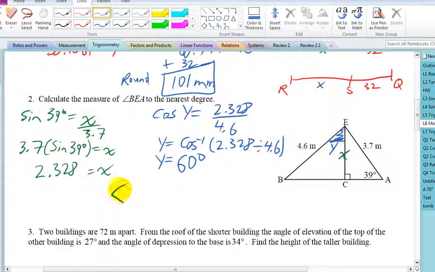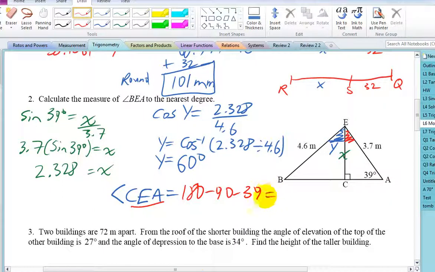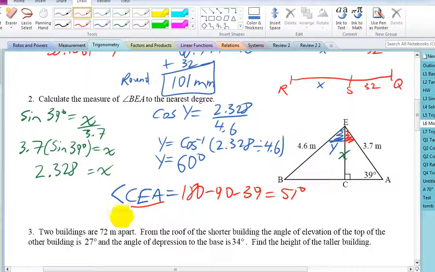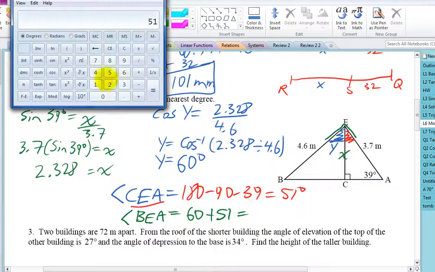So first of all, let's find angle CEA. Okay. So angle CEA is going to be this top part in red. So we're going to go 180 minus 90 minus 39 degrees. We get 51 degrees. So then the angle we want, which is the entire thing in green, angle BEA, that equals 60 plus 51, which is 111.